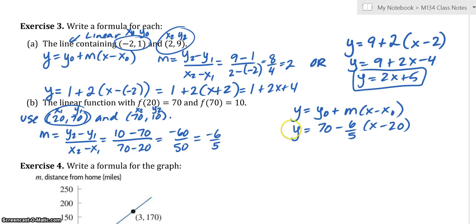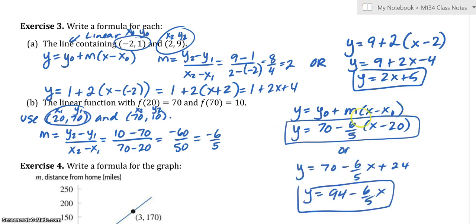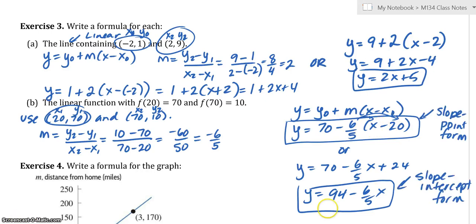You can leave that as the answer, or you can distribute the 6/5, combine like terms, and put it in what we call slope-intercept form. Remember, this one is in point-slope form, and the second one is in slope-intercept form. If you used the other point, you might get a different point-slope form, but you should get the same slope-intercept form. You can try that for more practice.